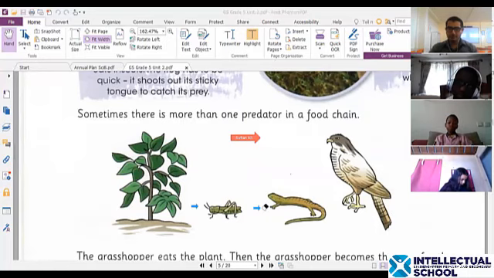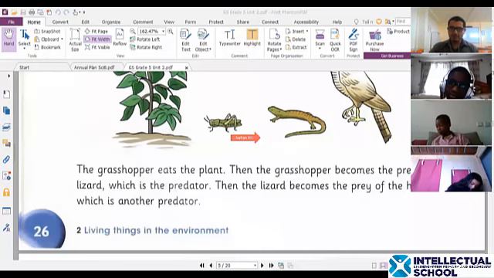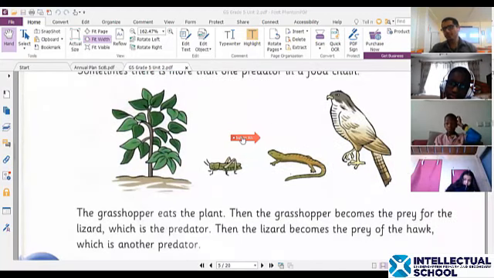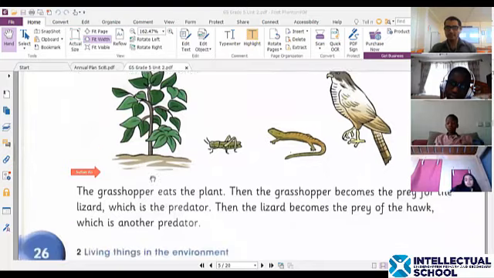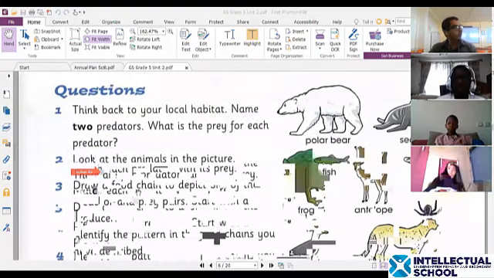So this is a food chain example of producer and consumer. It again says the grasshopper eats the plant, then the grasshopper becomes the prey for the lizard, which is predator, and then the lizard becomes the prey of the hawk, which is another predator. So there can be more than one predator in one food chain. Like I said, we are also an example of predator in most of the cases.